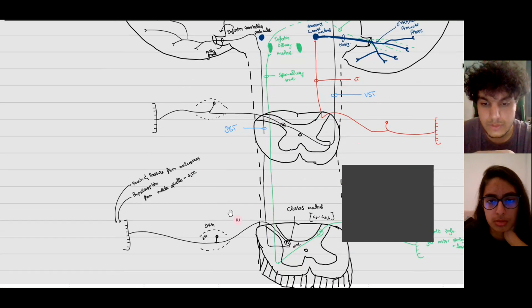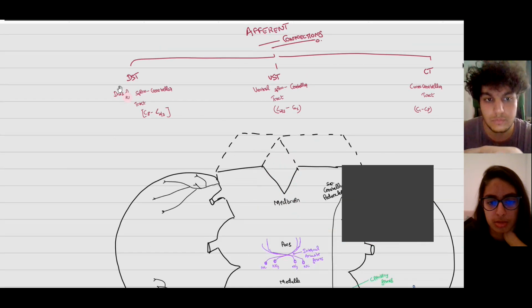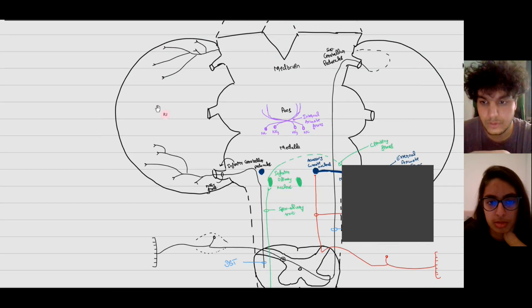And why is it called the dorsal spinocerebellar tract? It is because these fibers, if you know the spinal cord section, you have your anterior part and the posterior part, or the ventral and the dorsal. And you notice that these fibers are running via a dorsal route, via the dorsal part of the spinal cord, and then they ascend up. And that is exactly why it is named dorsal spinocerebellar tract, right?